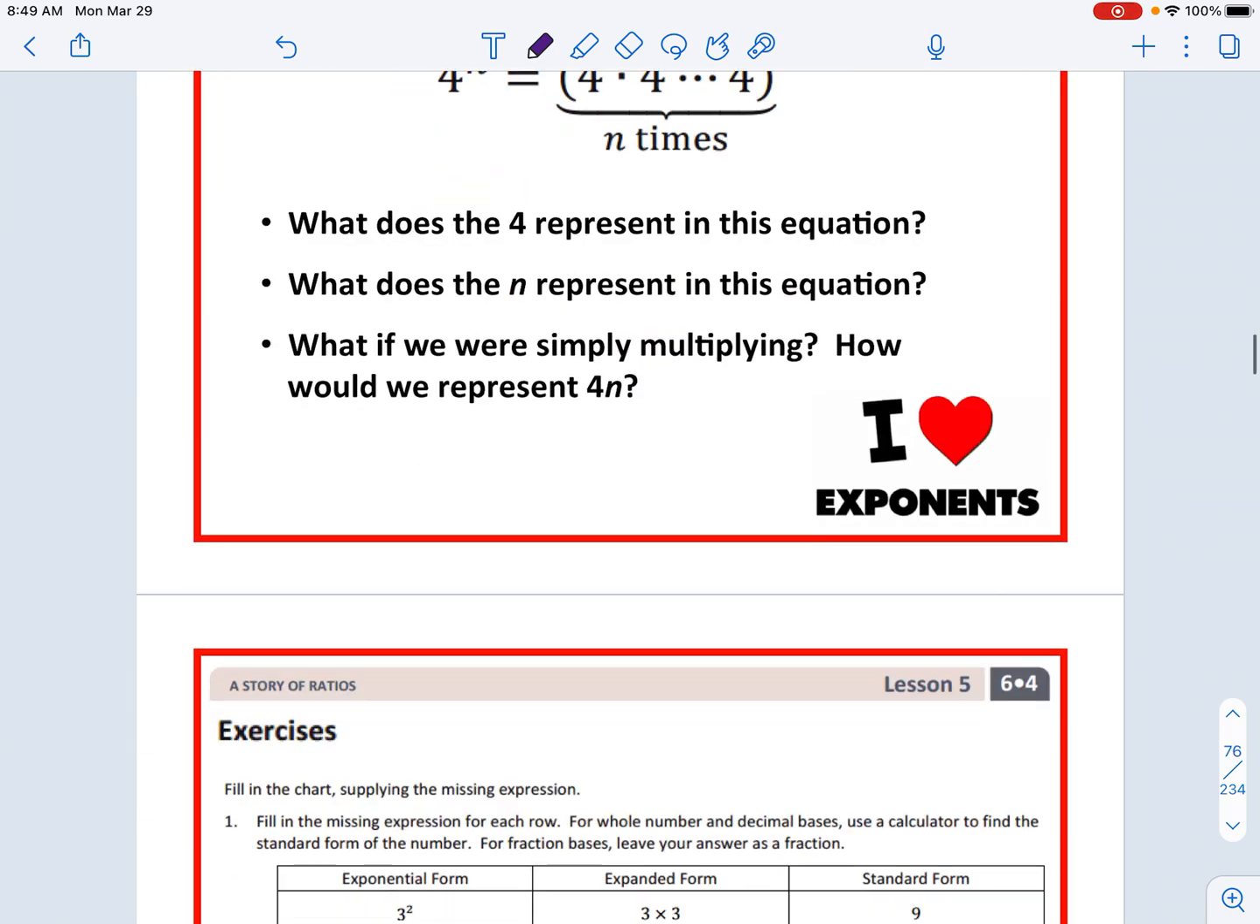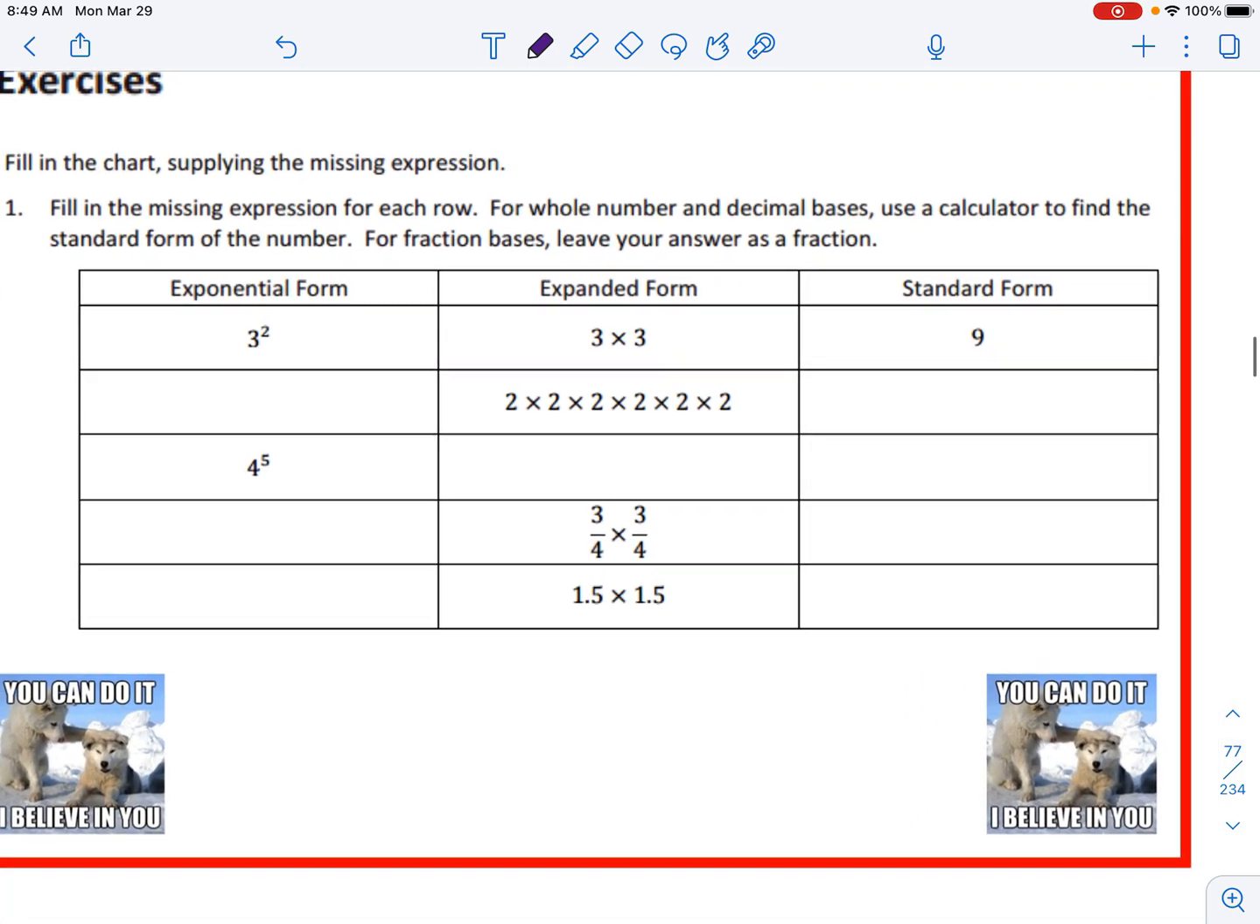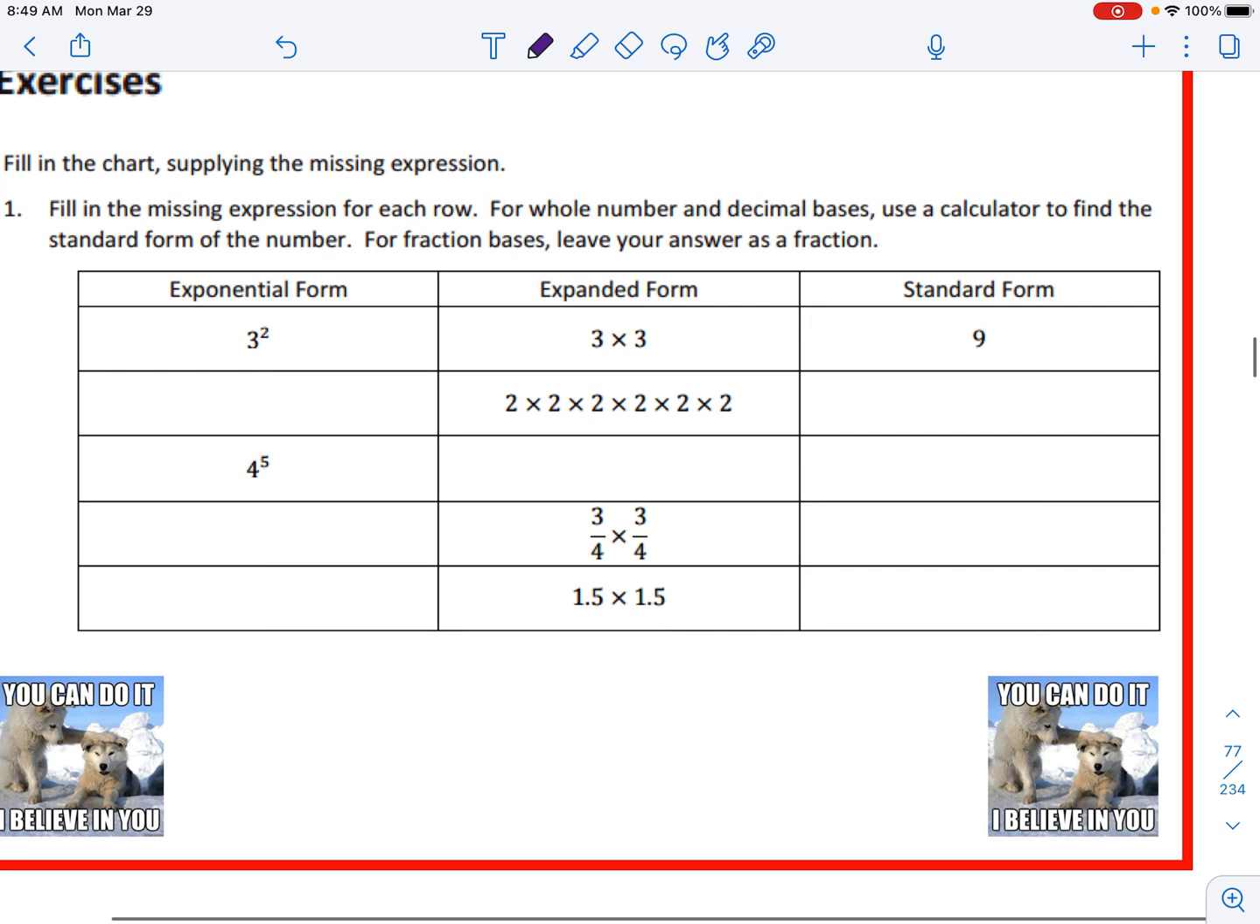All right, let's move on, guys. So we have an exercise here. It says fill in the missing numbers for each row. For whole numbers and decimal bases, use a calculator to find the standard form of the number. For fraction bases, leave your answer as a fraction. Okay? So we're not going to use calculators.